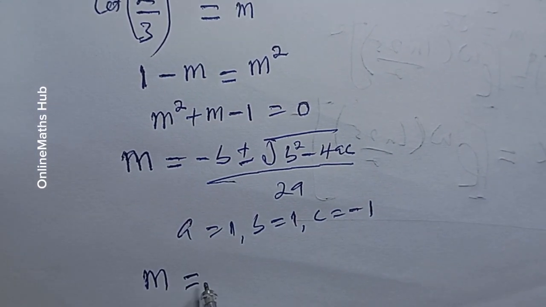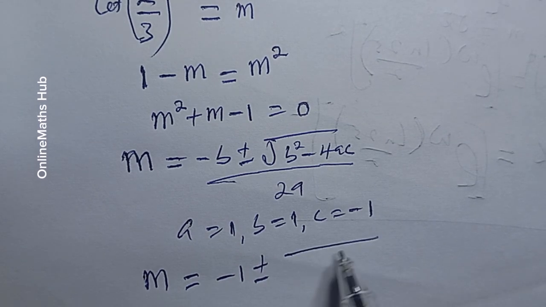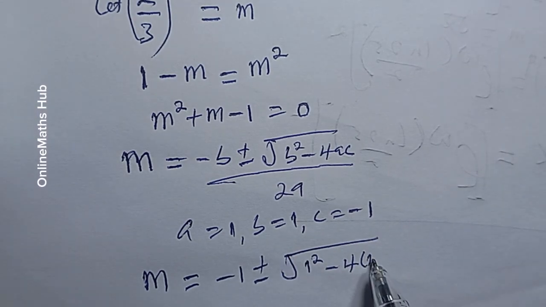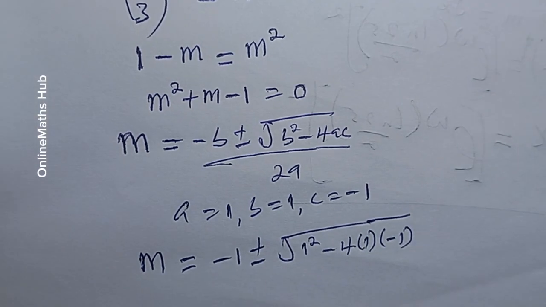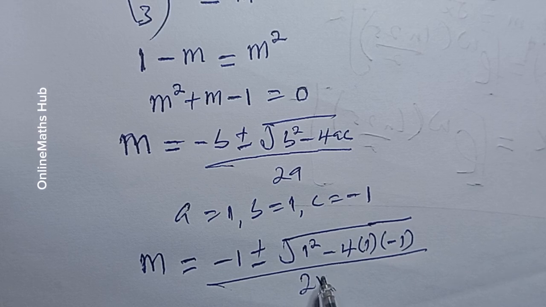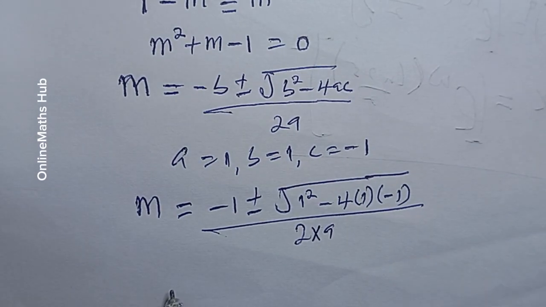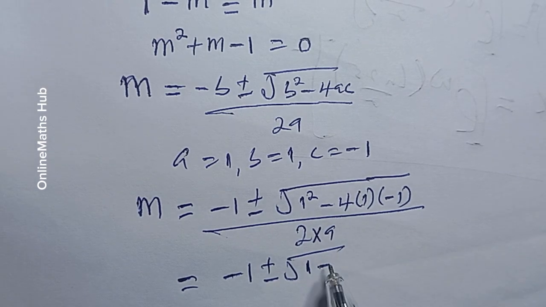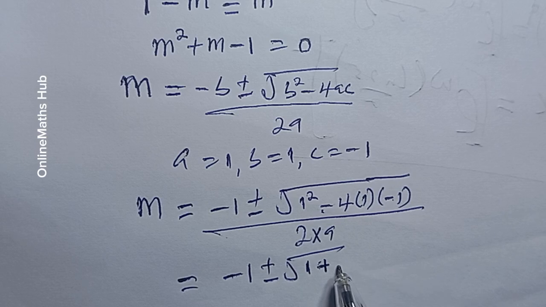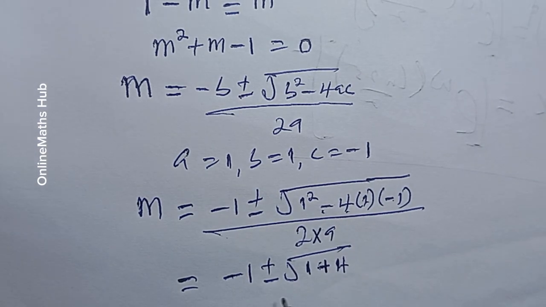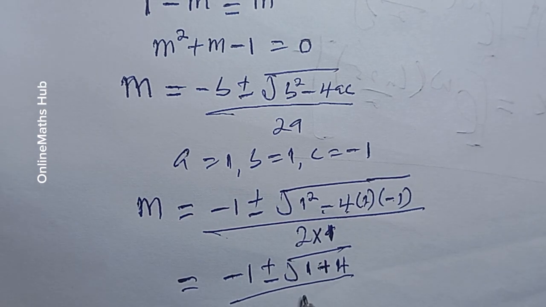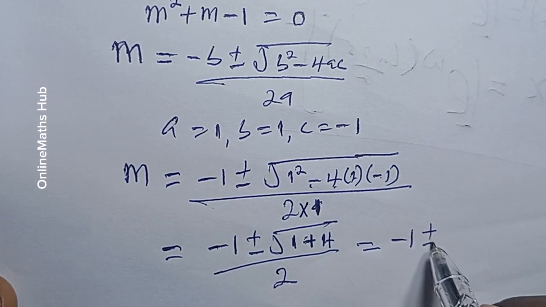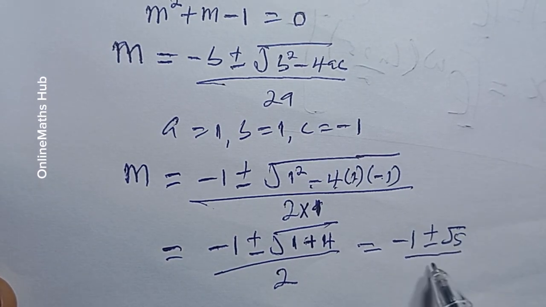So that eventually m is equal to minus 1 plus or minus the square root of 1 squared minus 4 times 1, and of course times minus 1, and all divided by 2 times 1. So this is what I have, and this is still equal to minus 1 plus or minus the square root of 1 squared is 1, minus this minus multiplied is to change to plus, 4 times 1 times 1 will be equal to 4, and all divided by 2 times 1 is equal to 2. So at this point I'm going to be having negative 1 plus or minus root 5, and of course divided by 2.